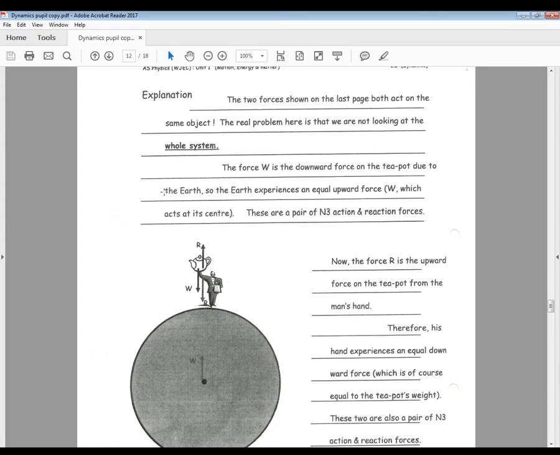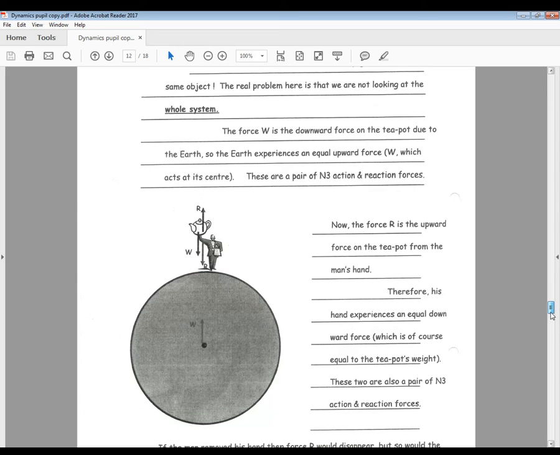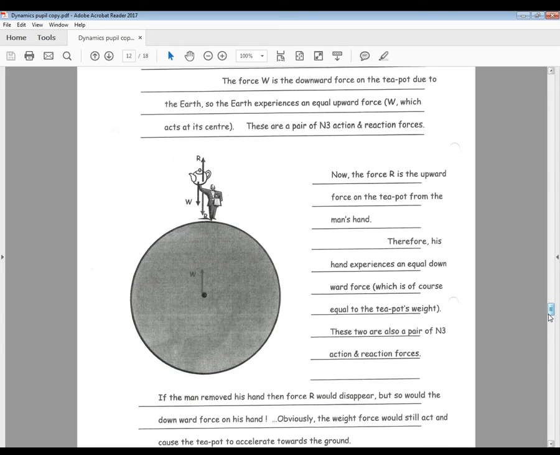Year 12, right back to it. So the explanation of the teapot question. As you can see from the diagram there, we have the force of gravity on the teapot. We have the reaction of the guy holding the teapot. We have the reaction of the earth, etc.